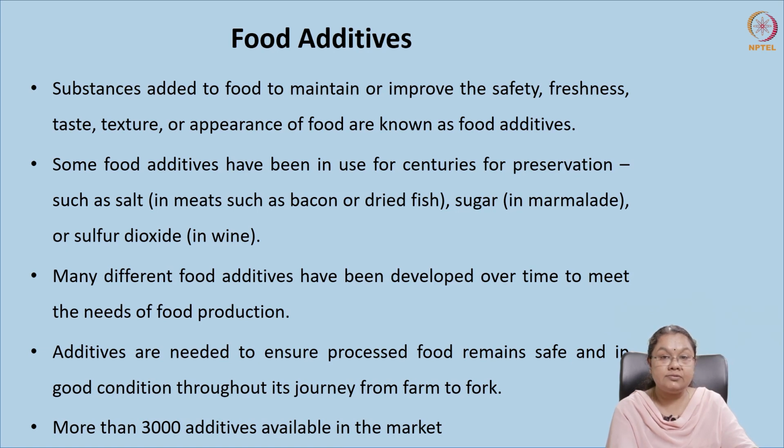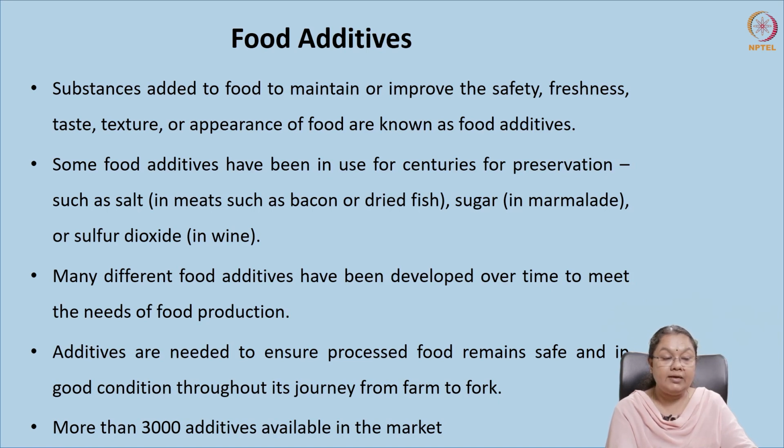Food additives have been in use for a very long time, and they have been used as preservatives. We have class 1 preservatives like salt and sugar, and they were in use for a very long time. Salt is used to preserve bacon and dried fish, and sugar is used in marmalades, jams and juices to extend the shelf life and preserve the food product. Synthetic preservatives like sulfur dioxide are also used as preservatives in food products.